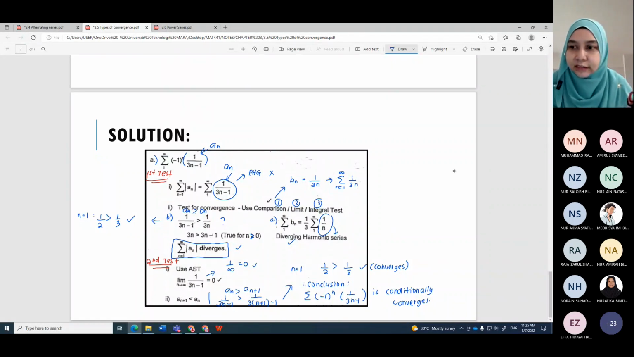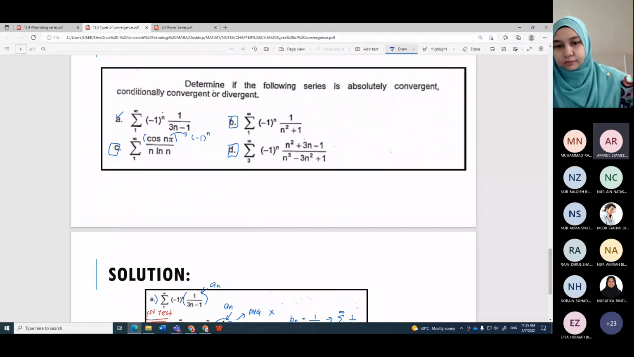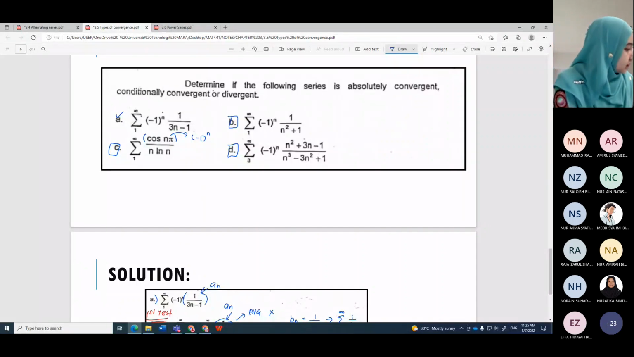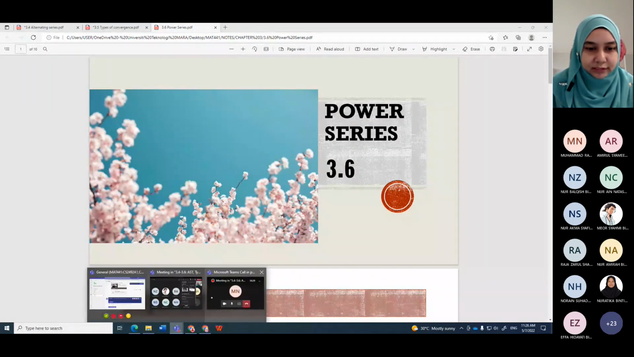Okay, ada soalan tak? Yang lain ni awak boleh try sendiri lah. B, C, D. Ada soalan. Tak ada. Okay, rehat sekejap lah 5 minit lah. Nak sambung yang ni. Sekejap, saya balik. Rehat sekejap ya. Boleh.